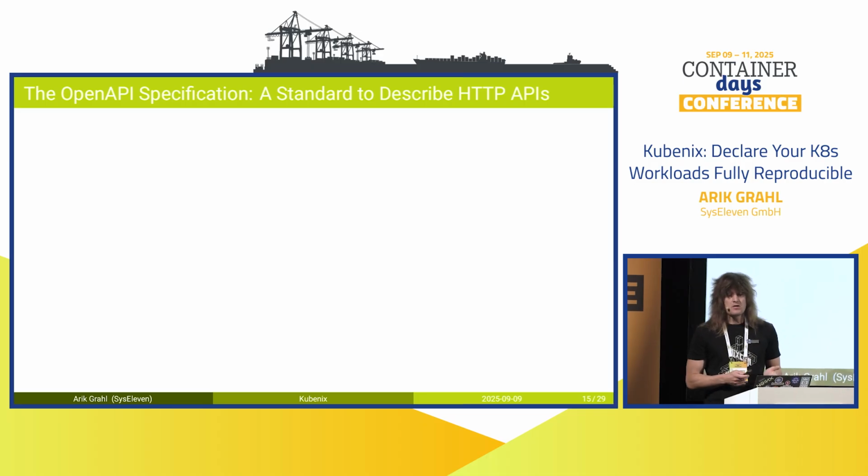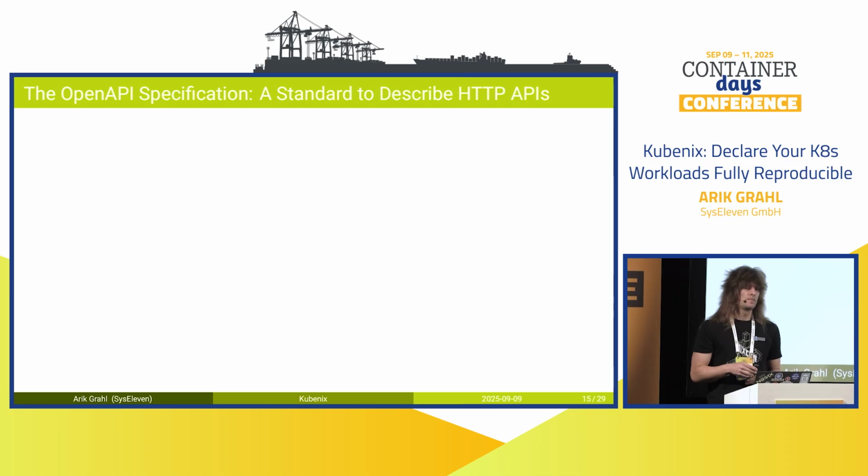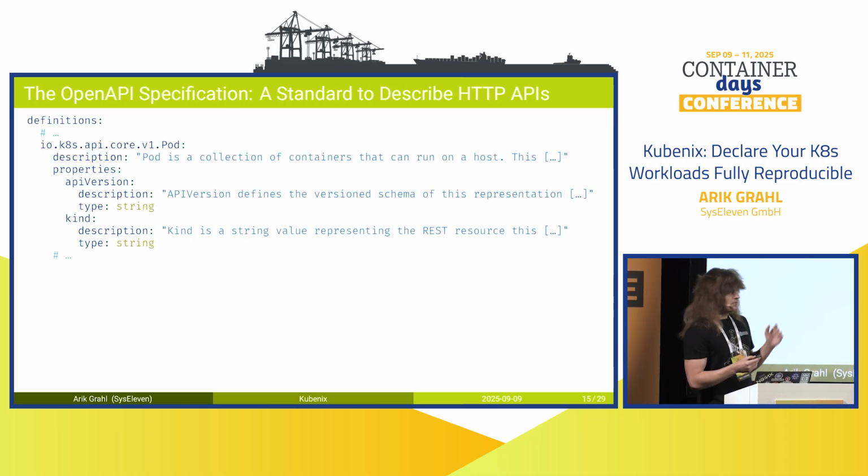It's a formal standard to describe HTTP APIs. As you can see in this excerpt here, Kubernetes, like many modern APIs, publishes a comprehensive OpenAPI specification that defines down to every property and field what a valid manifest would look like, including types, descriptions, and which fields are required.